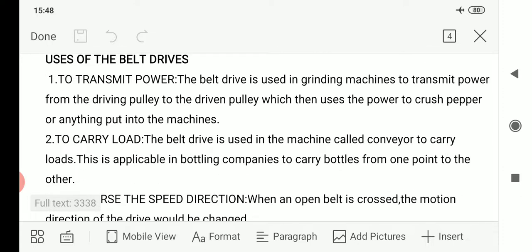Number 2, belt drive can also be used for carrying load from one point to the other. Example of this is in the machine called conveyor. They use the conveyor in manufacturing factories to carry load from one point to the other. This is also applicable in bottling companies to carry bottles from one point to the other.